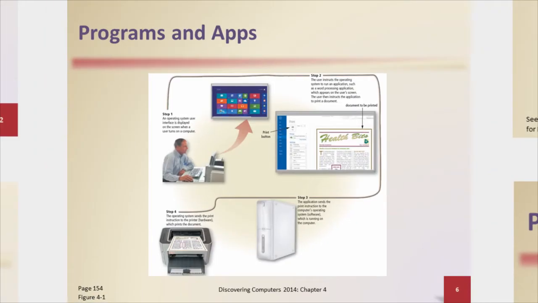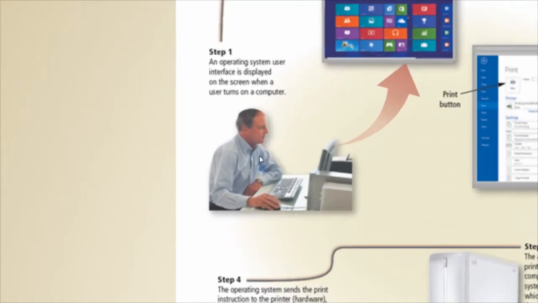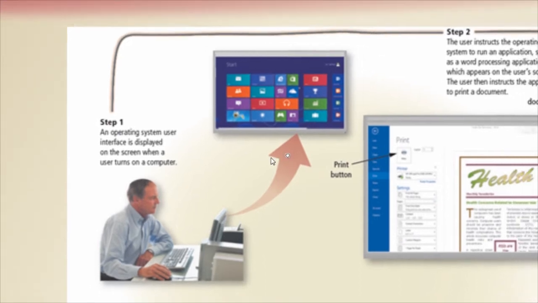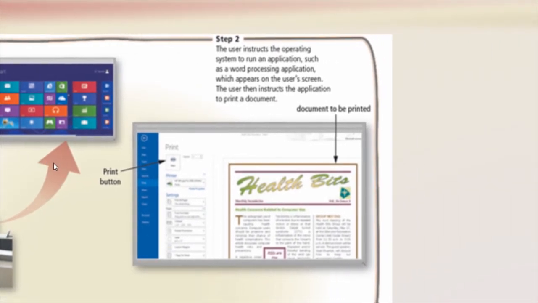Okay, so how does an operating system and an application interact and work together to be able to accomplish some sort of a task? This is really a pretty generic example, but in this example, an individual needs to open up and print a document. So he interacts or interfaces with the operating system. In this case, it looks probably like Windows 8. He interacts with that to open up Word and then open up the document, and then ends up clicking the print button within Microsoft Word.